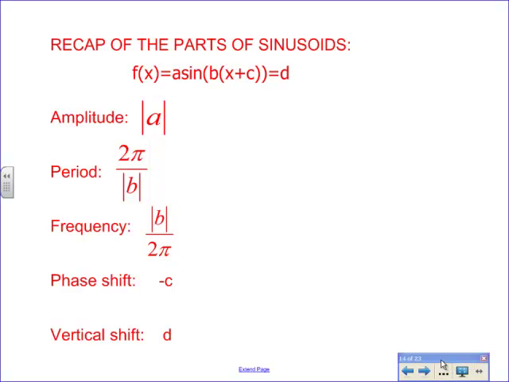At the very end of the day, here's the recap of all your parts of a sinusoid. So we've got our sinusoidal function equation up here, and then all of our properties that we talk about are described. Our amplitude, period, frequency, phase shift, and vertical shift are all here as a recap of what we have.